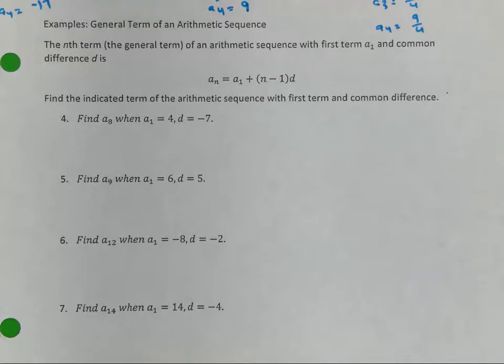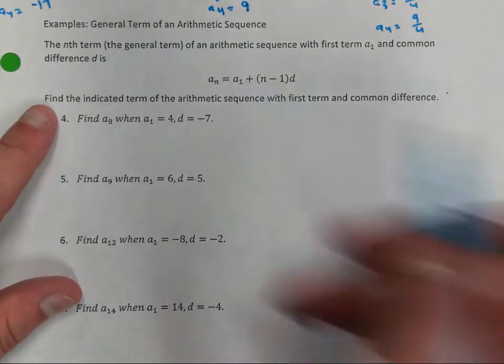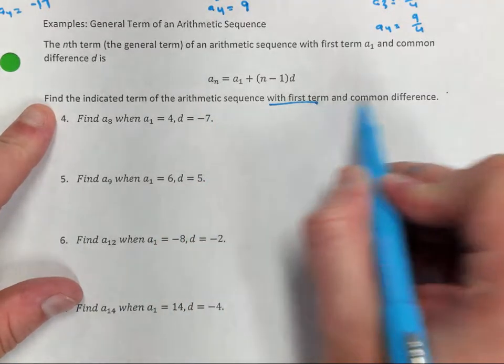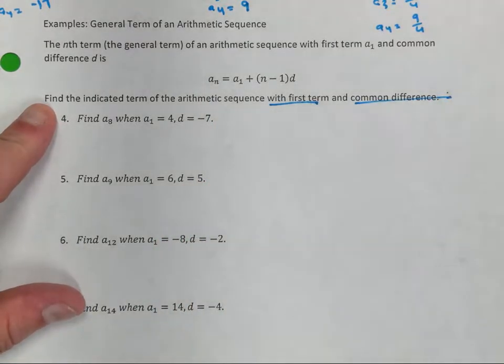This formula here, guys, can tell you the term in any sequence. Let's say I asked you, okay, I want the 50th term in this arithmetic sequence. Instead of writing all those terms out, you can use this formula to find just the 50th term. Or if I wanted the 29th term, this is the formula, okay? So, it says find the indicated term of the arithmetic sequence with the first term and the common difference. They got to give you the first term and the common difference in order for you to find it.